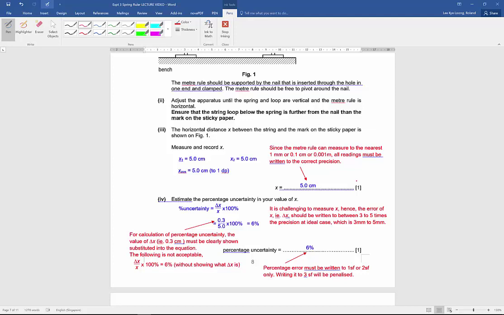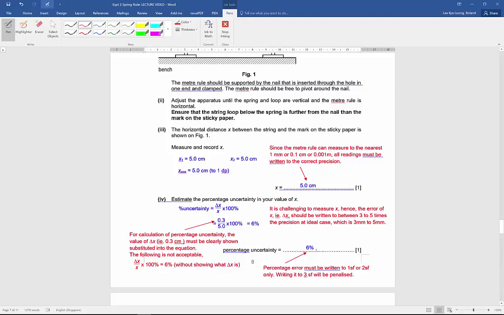Now estimate the percentage uncertainty. Once again, you need to write down the equation, and then write down the substitution. Delta x has to be a judgment; do not write any equation. It should be 3 to 5 times the precision at ideal case for this experiment, when it is challenging but not very challenging. Next time you'll be doing some experiment where it is very challenging and delta x could be even 10 to 20 times the ideal precision, but we'll discuss more of that when we do that kind of experiment.